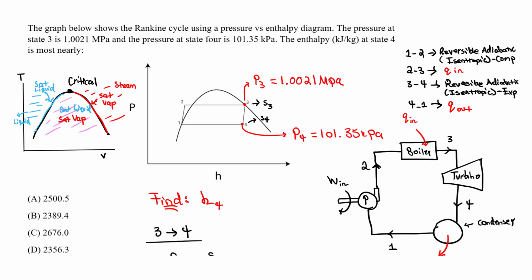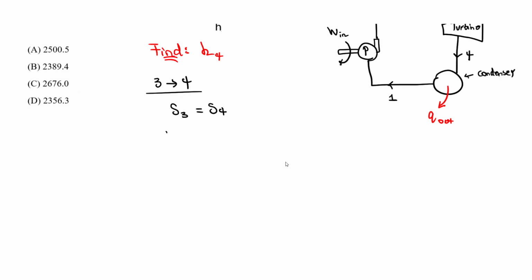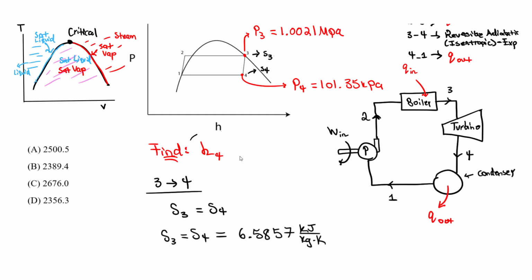So let me go back. Let's write that down. S3, which equals S4, the entropy at those are the same, and we have a value of 6.5857 kilojoules per kilogram Kelvin. So we have that now, and after that we can find the quality. Again, the end goal here is to find the quality, to find the enthalpy here. We need to find the quality because we are in the mixed state at 4. We need to find that X value.